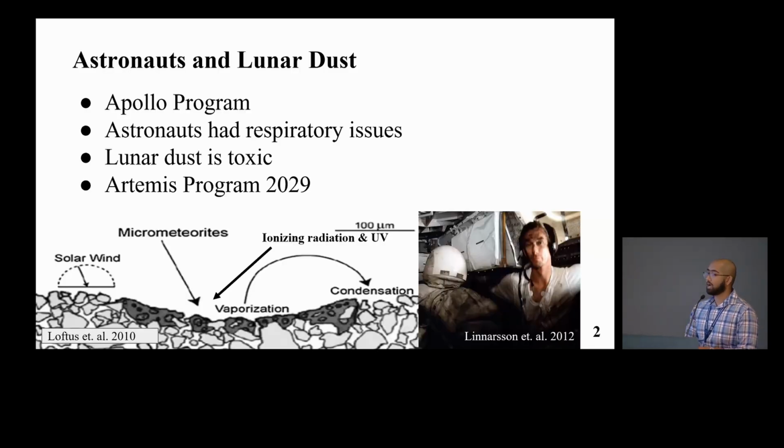Thank you. So as we know, as a result of the Apollo program, astronauts came back from the moon and they had several respiratory issues and ailments. And later it was discovered that the lunar dust was the cause of this. And lunar dust was therefore deemed to be toxic to the human body because of the micrometeoroid bombardment and ionizing radiation that occurs on the surface of the moon. It causes it to be charged, and once it enters the body, obviously you have several issues that occur.